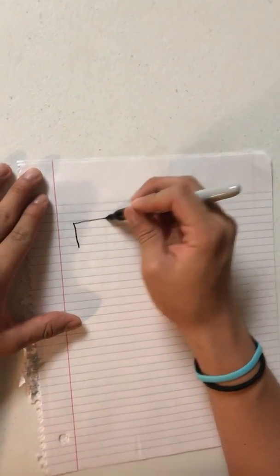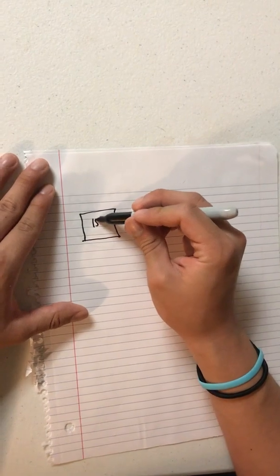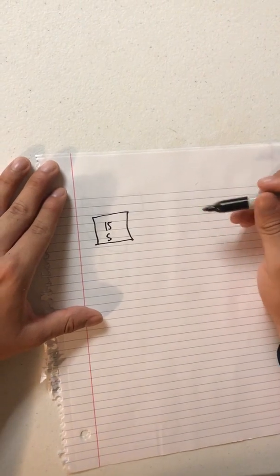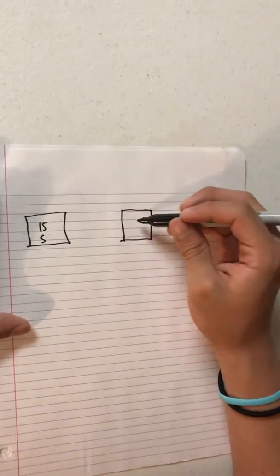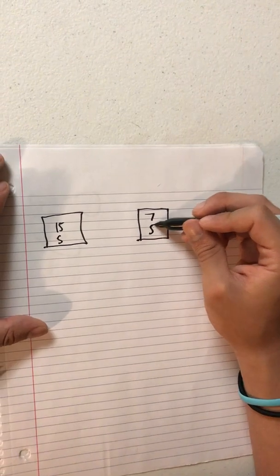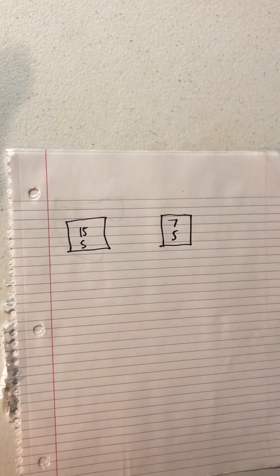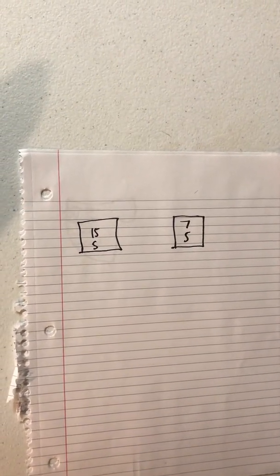For instance, say we had one box, and this one box can contain 15 shirts. We'll put S for shirts. And then we have another box, and this one can contain about 7 shirts. So the question would be, which box, for instance, has a bigger capacity, or the capacity to hold more objects within it?